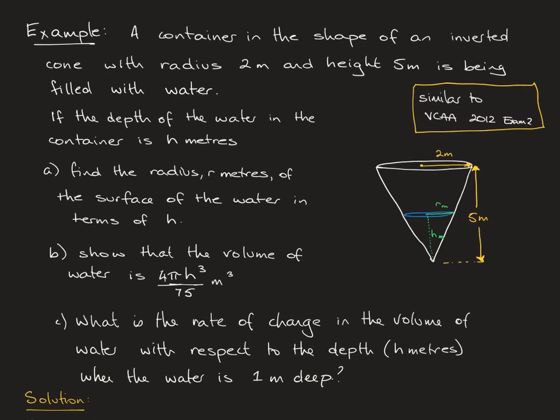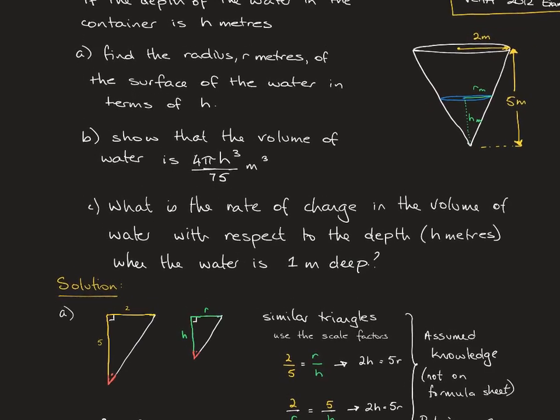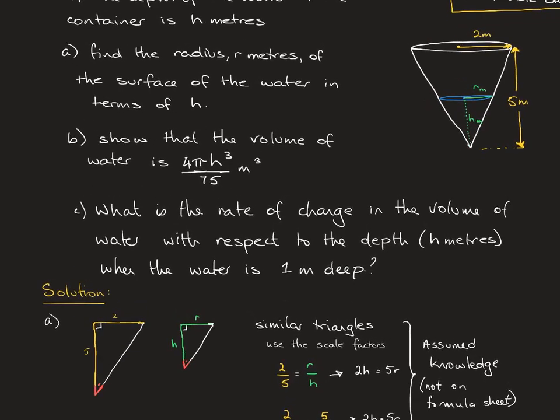So to find R in terms of H, you need to go back to your Year 9 work on similarity. This is assumed knowledge. It's not on the formula sheet at all, similar triangles. And like I said, if you can't remember them, if you can't get it right, then you can't do the rest of the question. You'll stop at part A. This question, part B, the show that, helps you to move from here onwards. You still won't be able to do this if you can't find the first one.